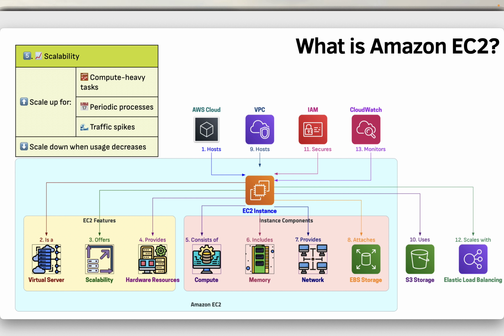So apart from the basic definition, an EC2 instance is part of a virtual private cloud and it is controlled by the Identity and Access Management IAM service. CloudWatch is used to monitor the EC2 instances, like CPU and memory, and you use EBS storage and S3 storage for external storage, and you use elastic load balancers to load balance the traffic between your EC2 instances.